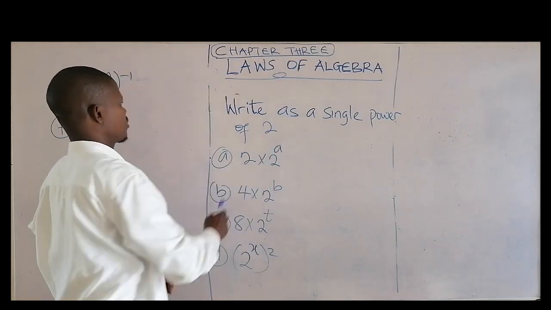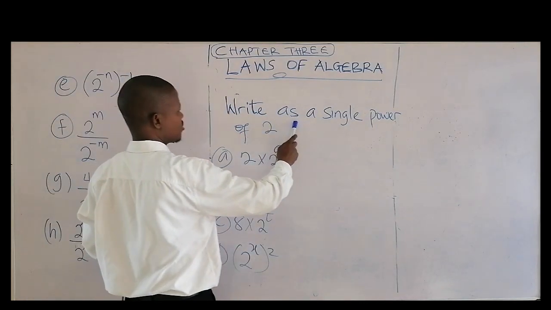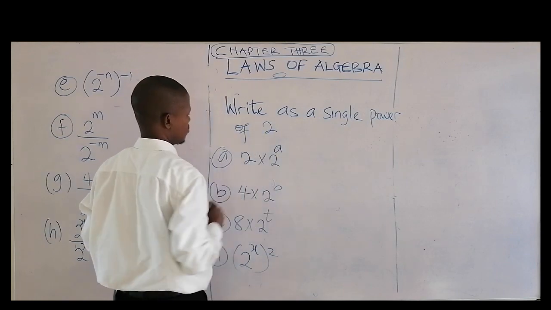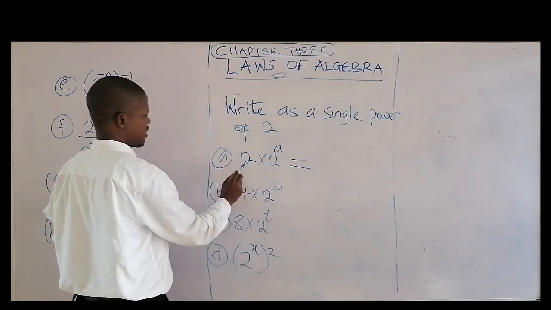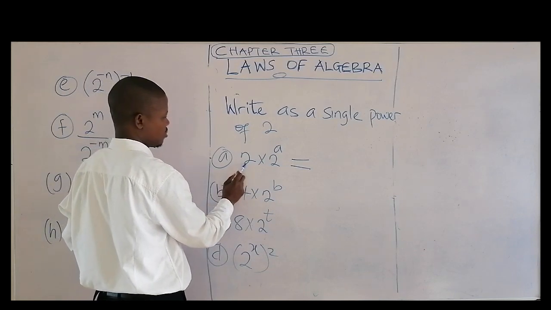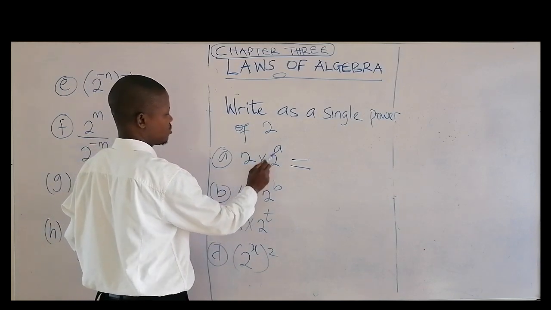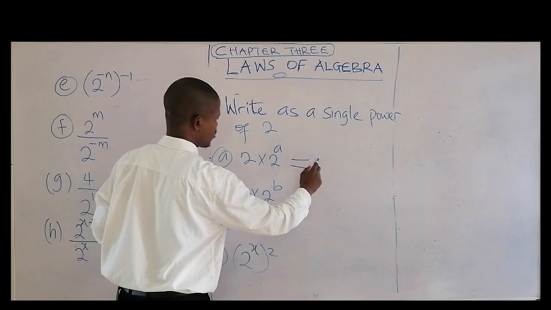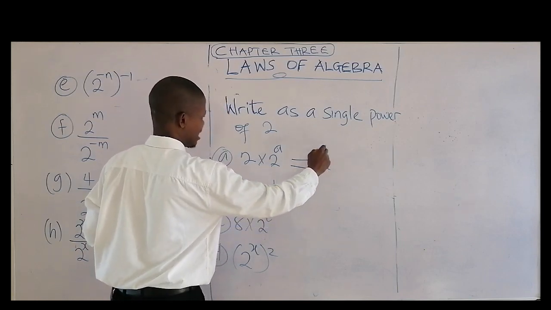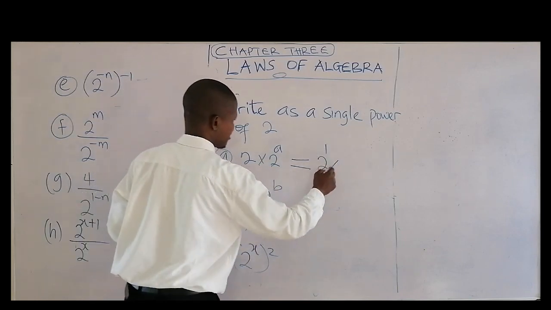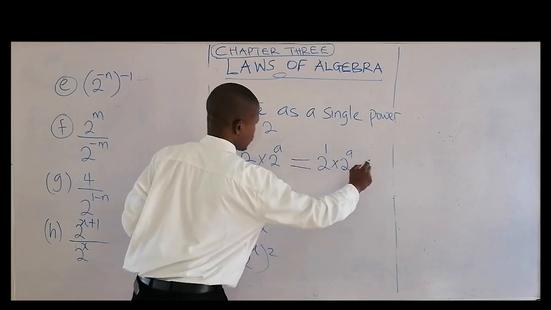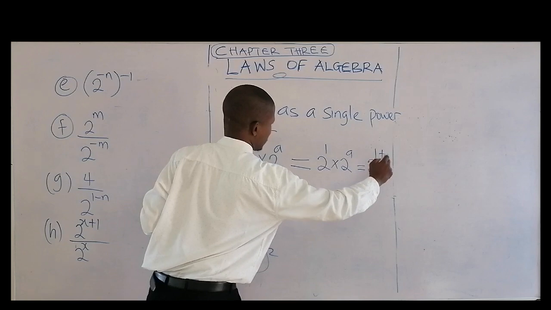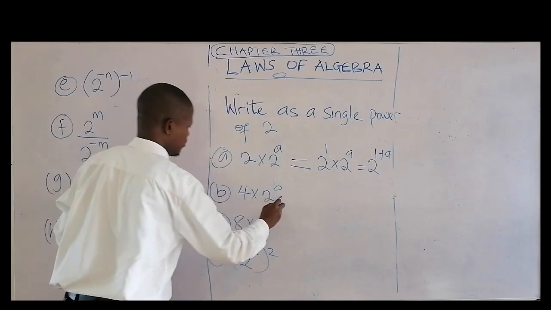We have these questions, right, as a single power of 2. Question 1, we have this one, 2 times 2 to the power a. So this will be equal to 2, any number has a power of 1, and then times 2 to the power a. Okay, the bases are the same. You pick one of the bases and you add the powers together. So that one is done.